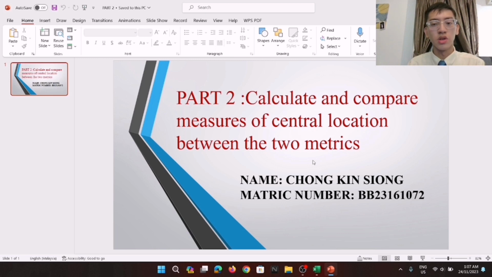Today, I'm going to present about the group assignment of data analysis and business intelligence. My part is part 2, calculate and compare measures of center location between the two metrics. My name is Chong King Xiong, and my matrix number is BB23161072.